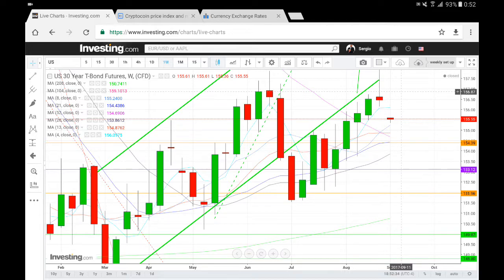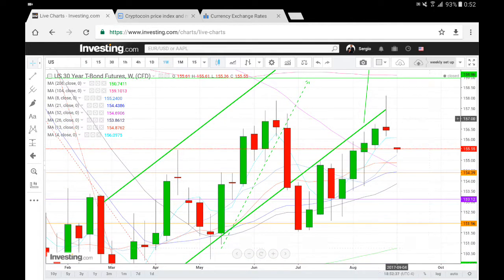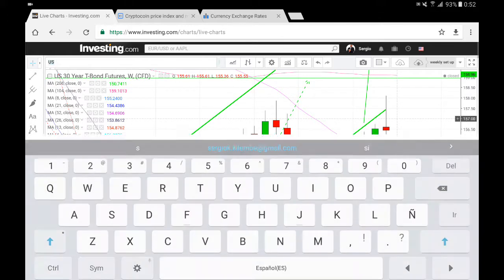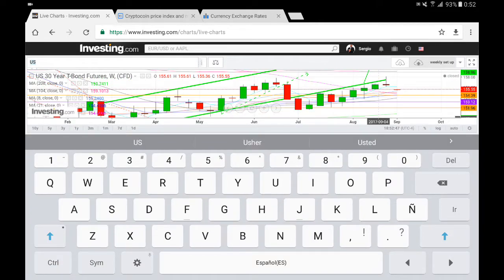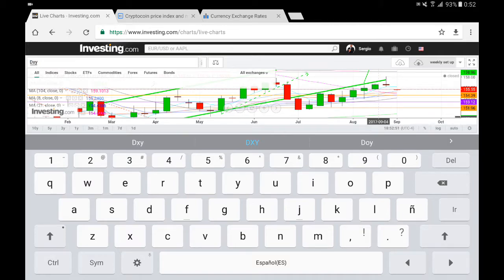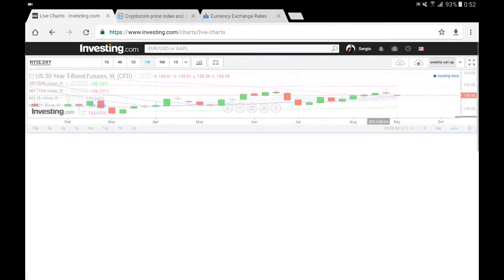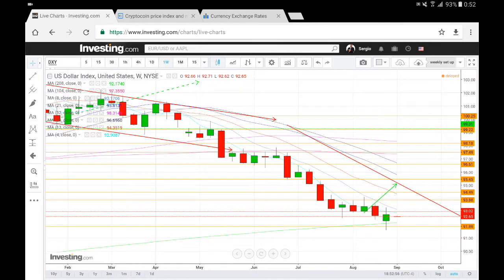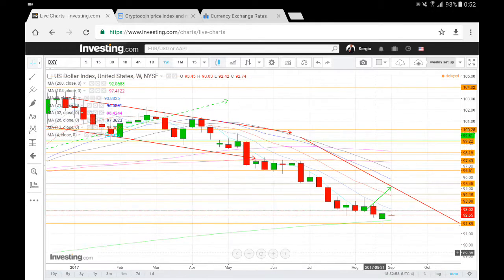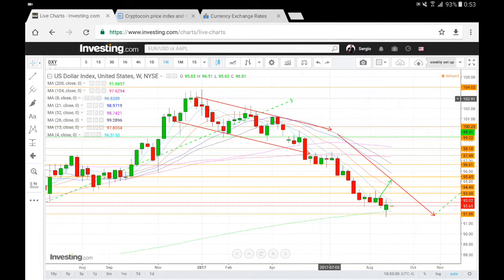But for the moment, it seems to me that the markets, the bond is rejecting that particular price level of $157. Okay, so that's it for the bonds. And next, let's move on. Yeah, the DXY, the US dollar index. A lot of things happening with the dollar. And over here, what do we have? The dollar.